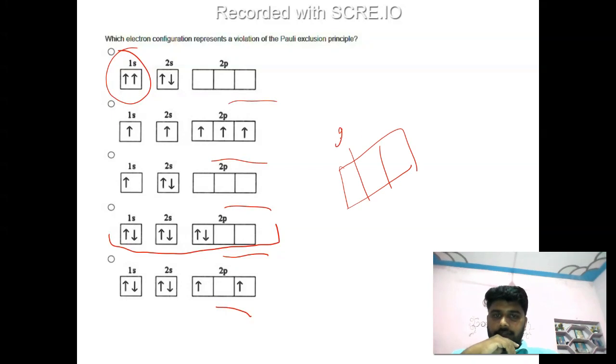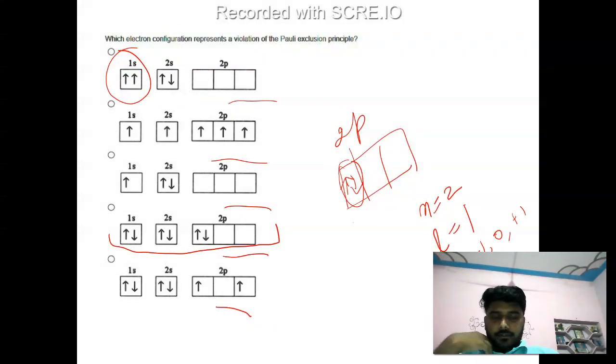This is 2p. If I talk about the quantum numbers for this electron, n will be 2, and l will be 1, and the magnetic quantum number will be -1, 0, and +1. Are you listening?